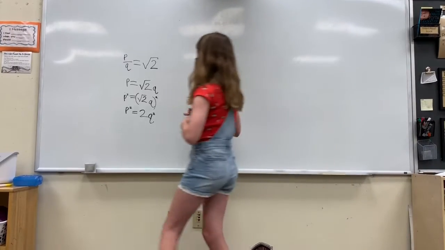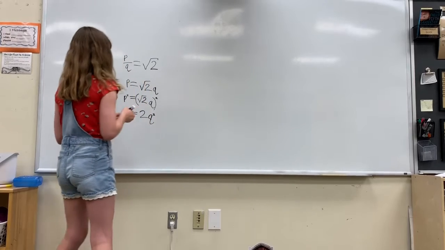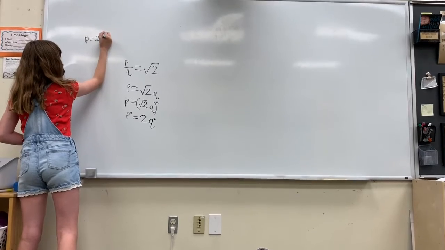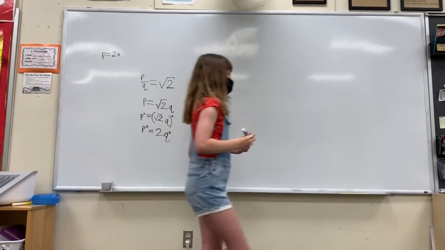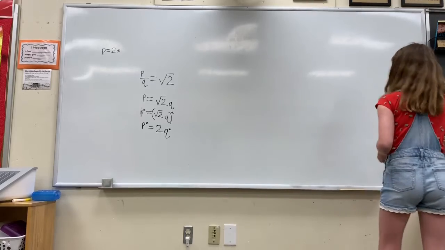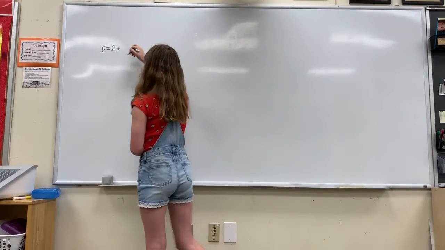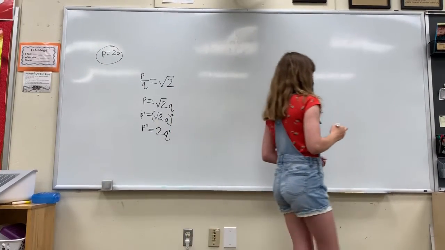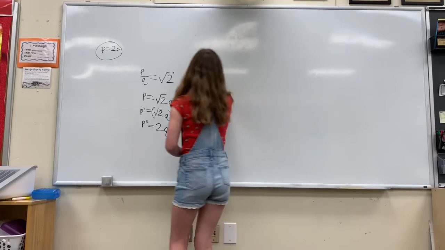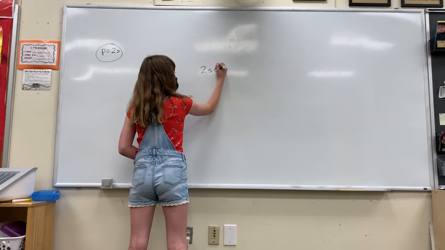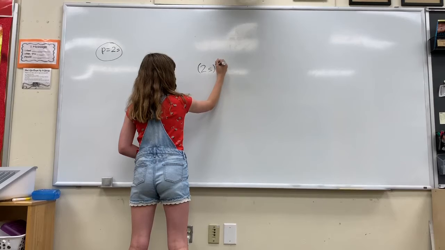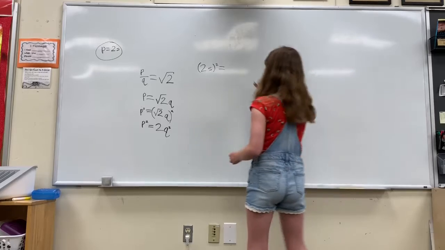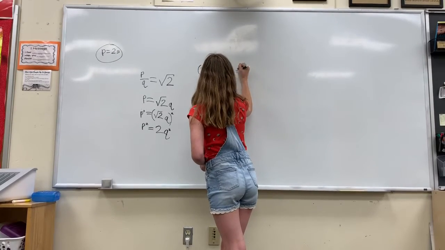If we can make p even, we can make p equal to 2s. Let's just say that. And so we'll just put that over there and continue with our problem. So if we want to rewrite this, it's 2s squared equals 2q squared.